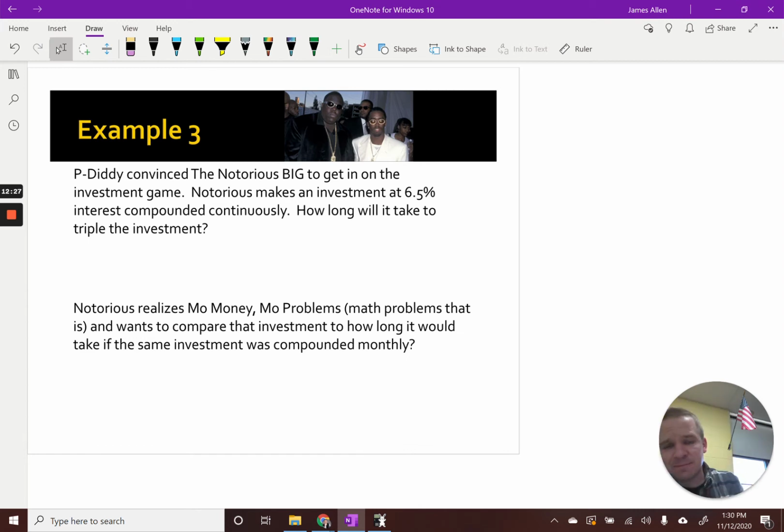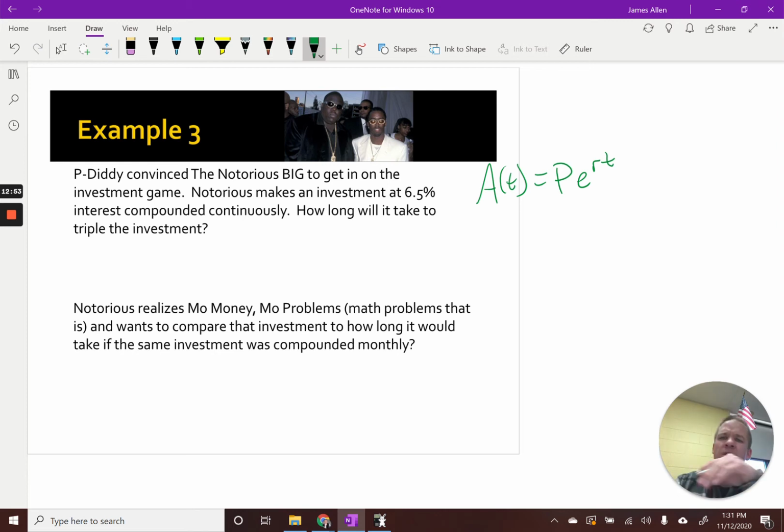Alrighty, so now we got P. Diddy once again, but he's convinced the Notorious B.I.G. to get in on the investment game. Now, Notorious made an investment at 6.5% interest compounded continuously. Okay, so that's the A PERT. A of T equals P, e raised to the rt. How long will it take to triple the investment?